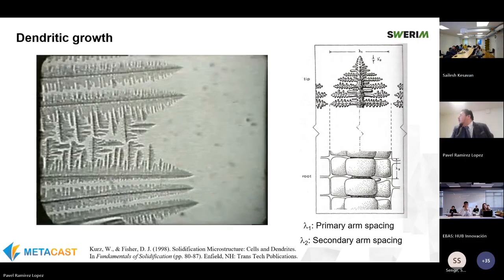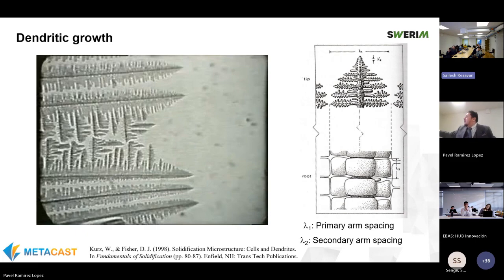Yeah. This is also a fascinating video, where we can see the actual growth of the dendrites. So in this case, what type of growth do you think it would be? This is columnar growth, which is happening from one side. So for our students here in the room, where do you think is the heat flow direction? Opposite. So it's going from right to left. And if we play the video again, then we can see clearly how the dendrites grow.